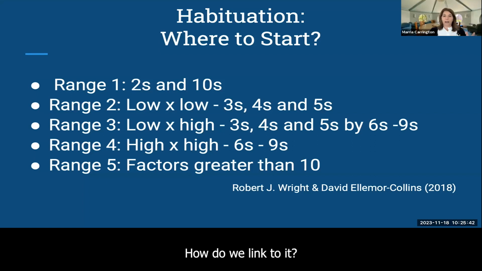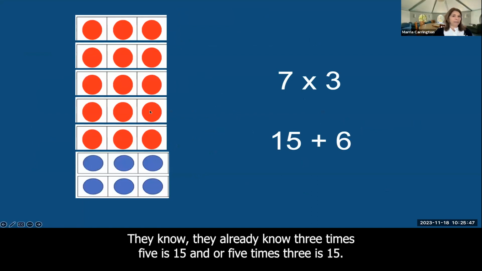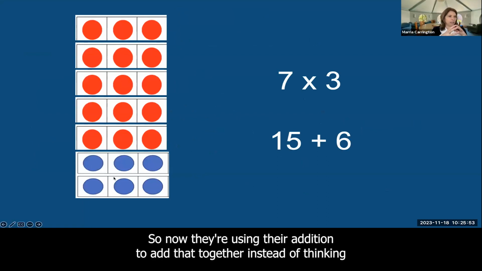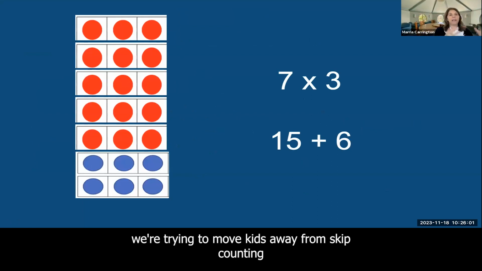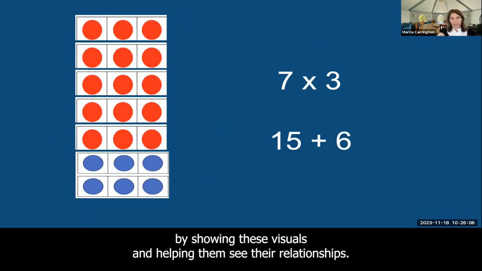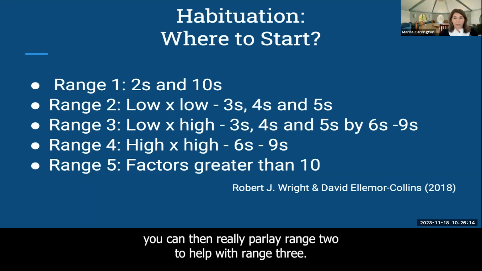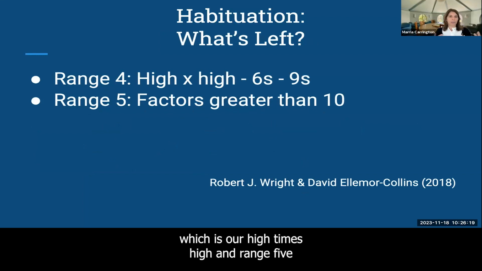How do we link to it? And then you can use that here. They already know 3 times 5 is 15, or 5 times 3 is 15. And they also know 2 times 3 is 6. So now they're using their addition to add that together. Instead of thinking of 7 times 3 as 3, 6, 9, or 7, 14, 21, we're trying to move kids away from skip counting by showing these visuals and helping them see the relationships. So again, range 1, range 2, if you get those down, you can then really parlay range 2 to help with range 3. And then what's left is range 4, which is our high times high.